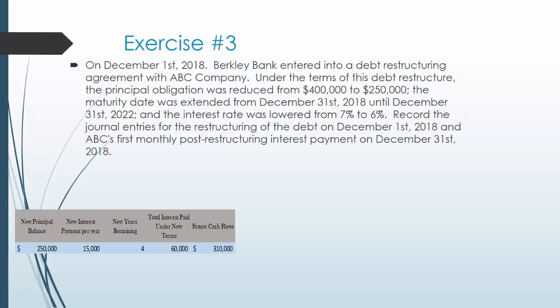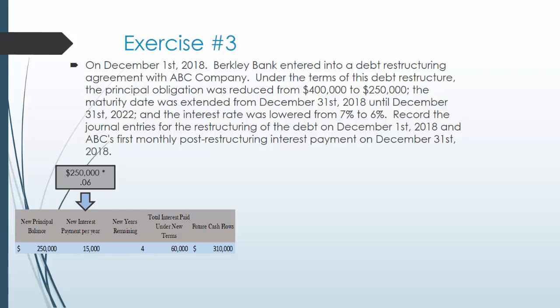We need to record the restructuring of the debt on December 1st, 2018. So let's start with what we have. The new principal balance is going to be $250,000. The new interest payment per year is going to be $15,000, and I found that by taking the new principal balance of $250,000 and multiplying it by our new interest rate of 6%. There are 4 years remaining because they're extending it from December 2018 to December 2022.